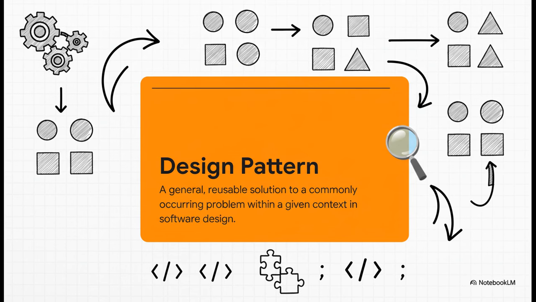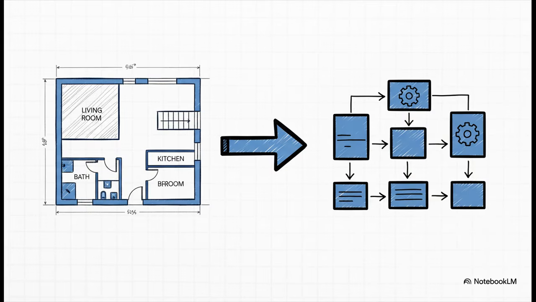At its heart, a design pattern is just a reusable solution to a problem that shows up again and again in software design. Now, it's not a finished chunk of code you can just copy and paste. Think of it more like a recipe or a template for how to solve a particular problem in a really smart way.